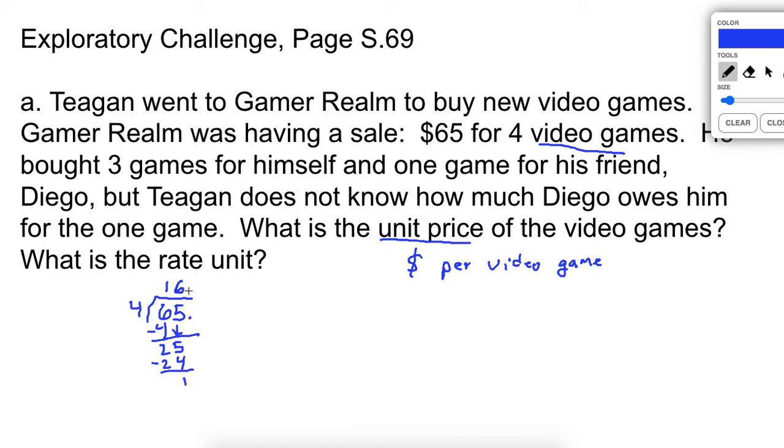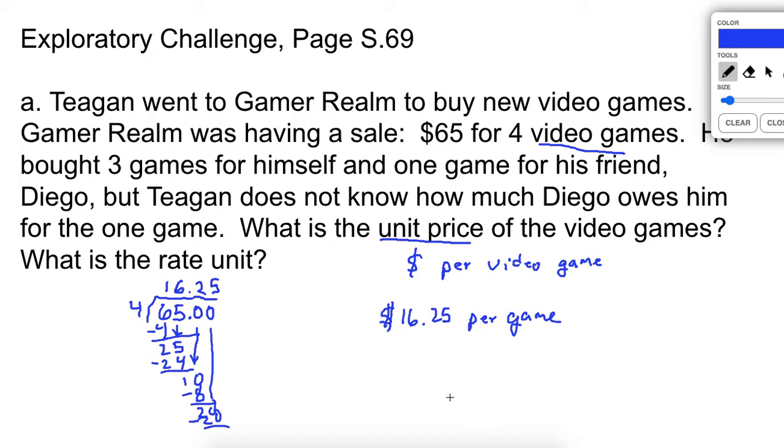Now again, we're dealing with money, so we're going to want to keep going. So we're just going to add a 0 there, drop that down. So 4 goes into 10 2 times, which is 8. Subtract, we get 2, and we're going to drop another 0 down because we want to keep going. That would be 5. So we end up with 20. So our unit price is $16.25 per game, per video game.